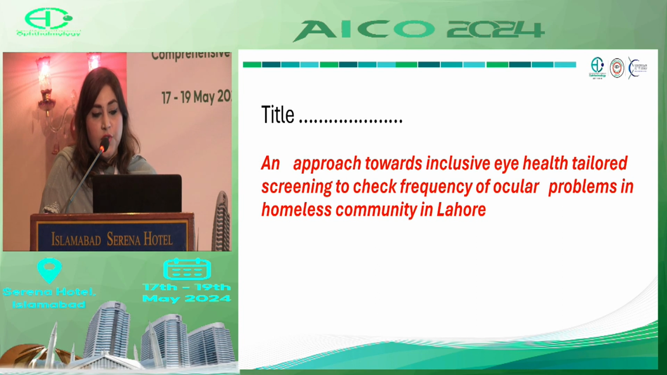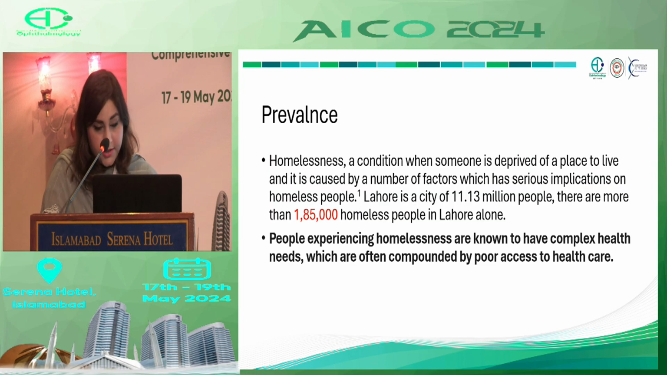It is an approach towards inclusive eye health: tailored screening to check the frequency of ocular problems in the homeless community in Lahore. So we need to know what exactly is the prevalence of homelessness in Lahore. It is a condition when someone is deprived of a place to live, and it is caused by a number of factors which have serious implications for homeless people. There are more than 1,085,000 homeless people in Lahore alone. People experiencing homelessness are known to have complex health needs which are often compounded by poor access to health care.